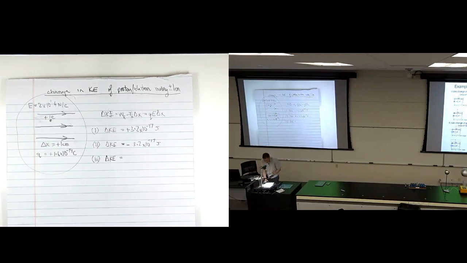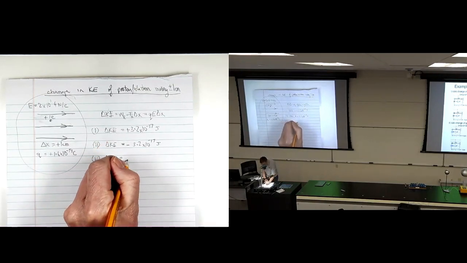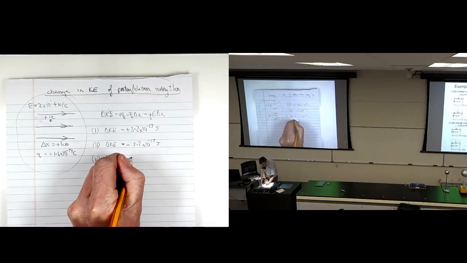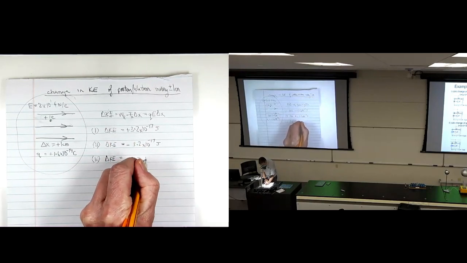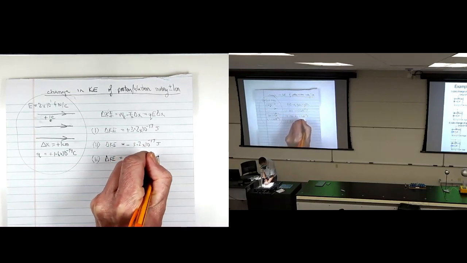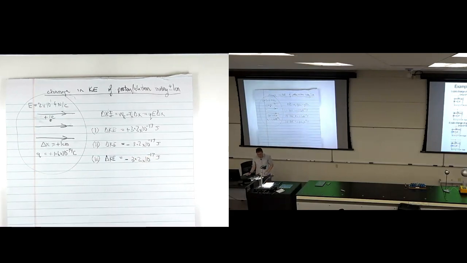So the only difference here is we're going to have a minus sign rather than a plus sign compared to that very first answer. So this is minus 3.2 times 10 to the minus 17 joules. Joules because it's an energy, 10 to the minus 17 because it's a tiny amount of charge, and now a minus sign.